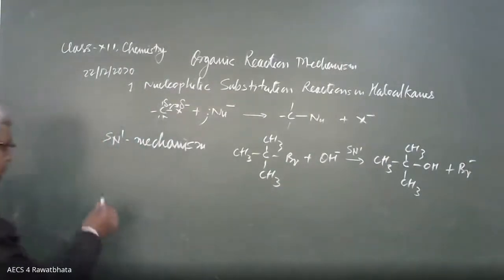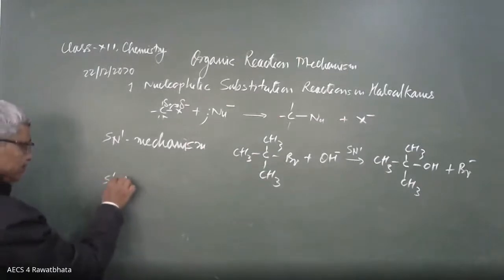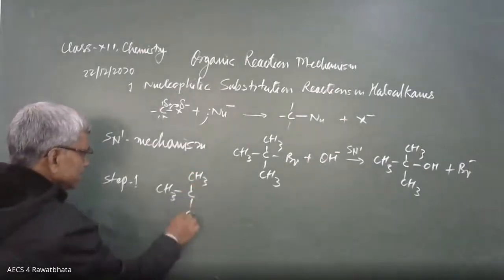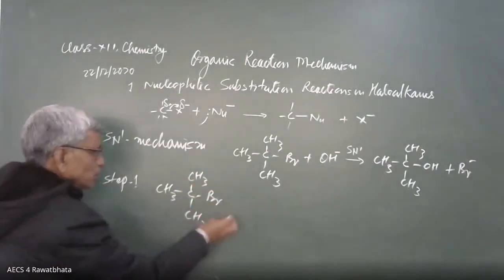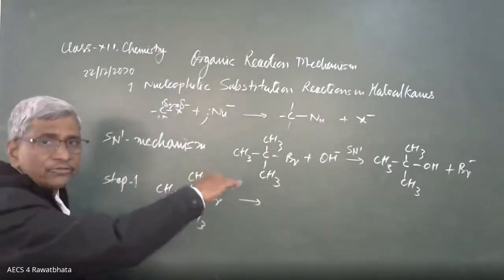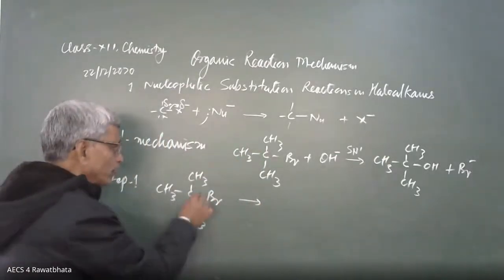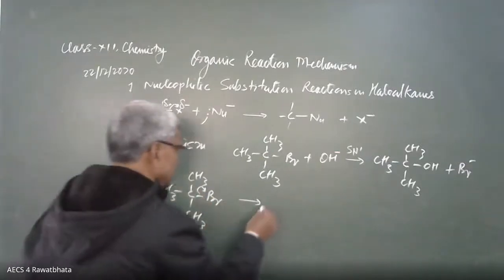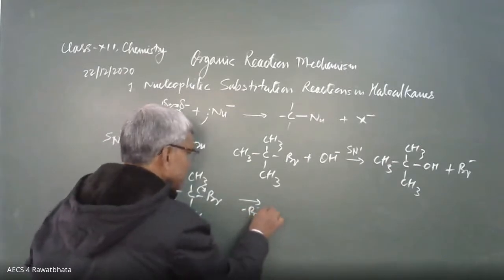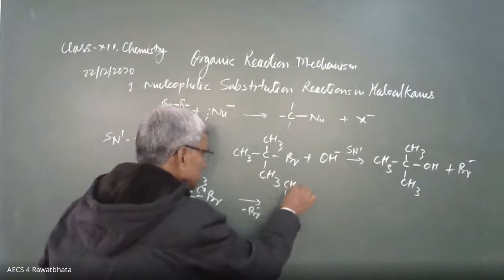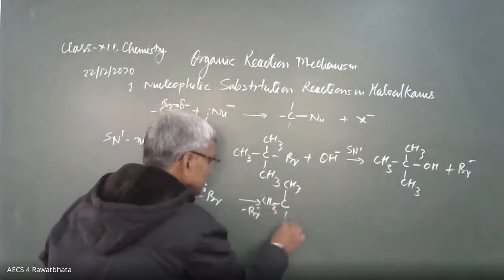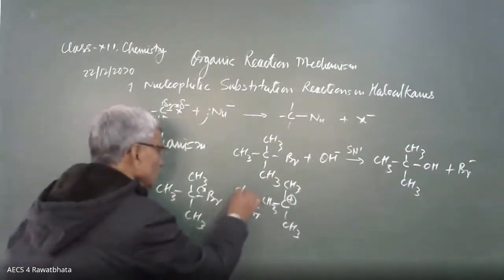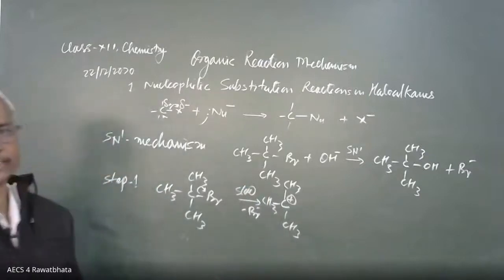What are the steps here? Step 1. This CH3C reactant, here is Br, under this condition where the reaction is going on, it is going to form a halide ion. This shared pair of electrons shifts towards Br, and then it forms a carbocation. Here is minus Br and it forms a carbocation. Here is CH3, CH3, CH3 and the positive charge here. This is the carbocation. This is the slow step and rate determining step.